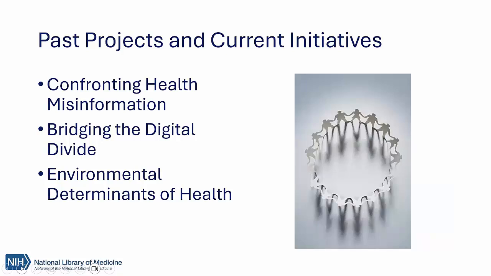If you are curious about what NNLM has funded in the past, please look at the NNLM Proposal Writing Toolkit. There is a link to a listing of past funded projects under the Project Planning tab. You can filter by organization type, such as public library or faith-based organization. You may want to align your project with one of our current initiatives, such as confronting health misinformation, bridging the digital divide, or the environmental determinants of health. The link to the past funded projects is not only on the toolkit, but it's also in today's handout as well.